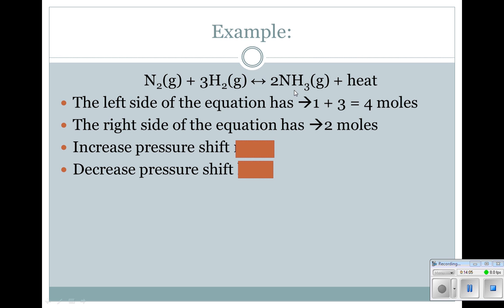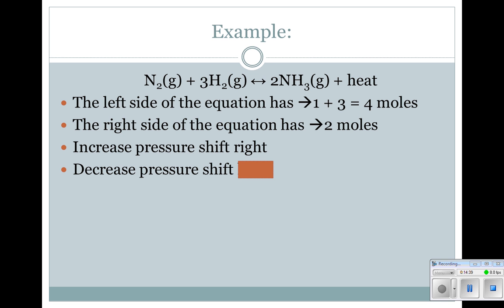So I'm kind of condensing them. They take up less space, because remember, these guys are going to all spread out. 4 things spreading out versus 2 things spreading out take less space. Going reverse, I'm taking 2 and breaking them up into 4 different molecules or moles. So let's think, if I increase pressure, I'm actually decreasing the volume, that inverse relationship. So if I have very small volume, I'm going to favor the least amount of moles, which would be going to the right. I'm going from 4 to 2.